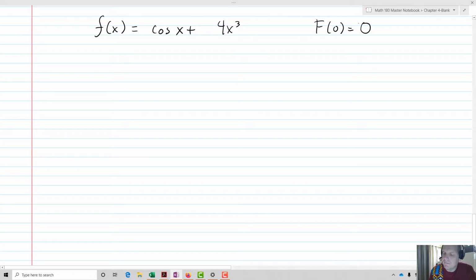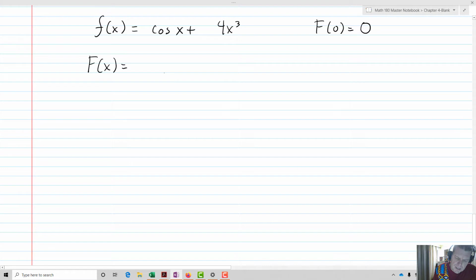Let's take a look at another example. Let's use f of x equals cosine x plus, and not 3x squared, let's just use 4x cubed. All right, and we're going to say that big F of 0 is going to equal 0. How about that? We'll make big F of 0 equal to 0. And so now let's find the antiderivative.